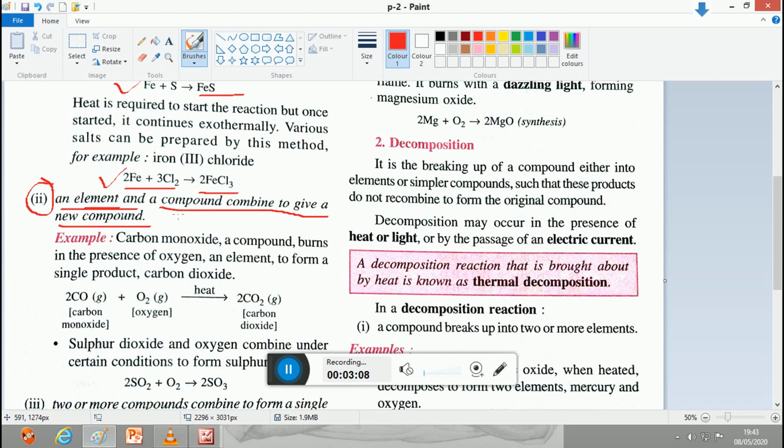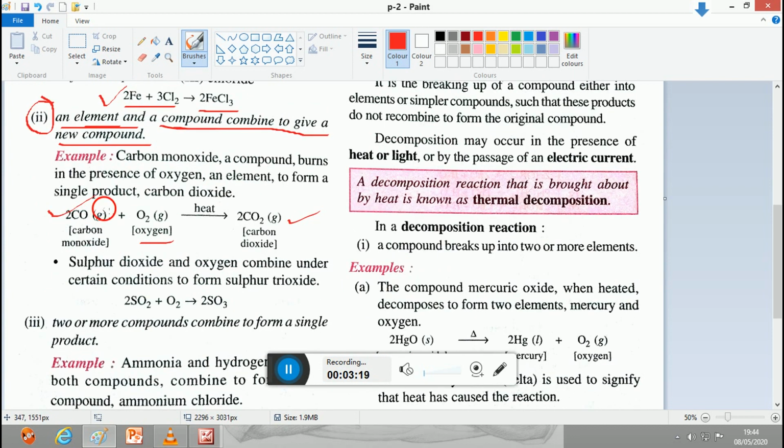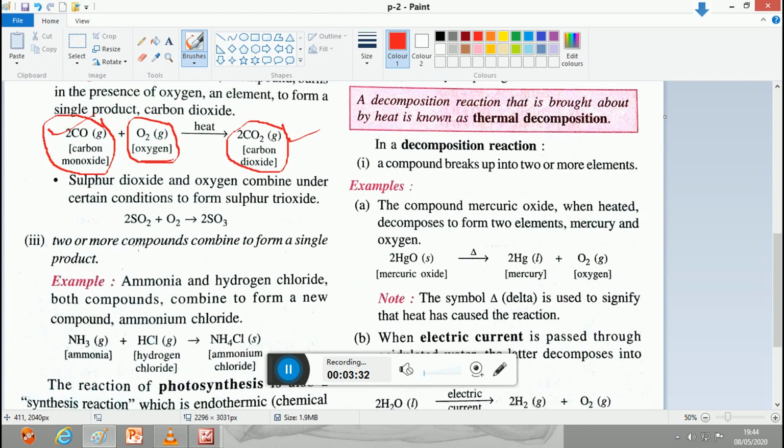Here, one element combines with a compound. For example, carbon monoxide reacts with oxygen to form carbon dioxide. In this case, carbon monoxide is a compound and oxygen is an element, forming a new compound. So this is an example of a combination reaction of an element and a compound. And then sulfur dioxide reacts with oxygen to form sulfur trioxide.